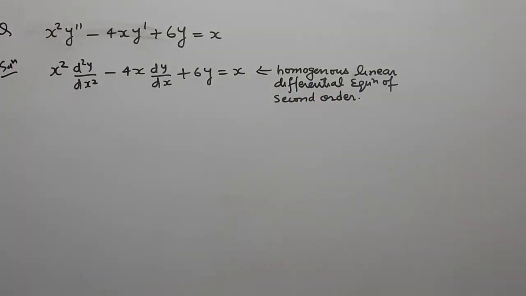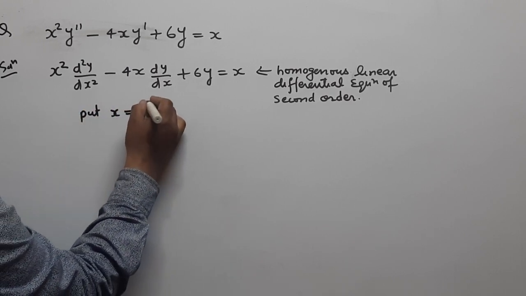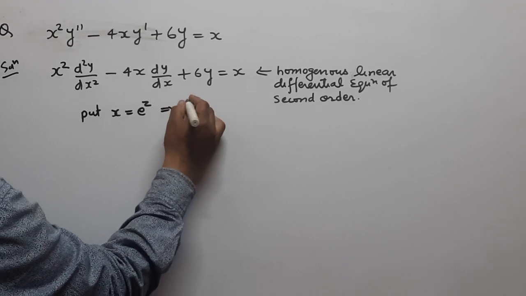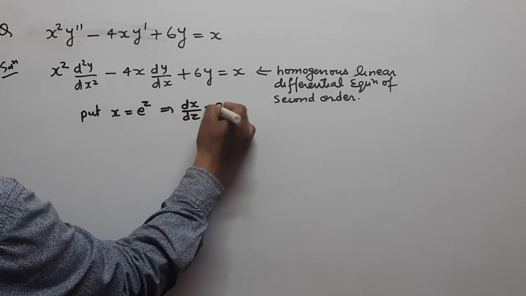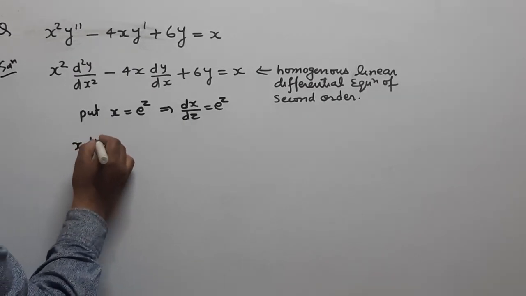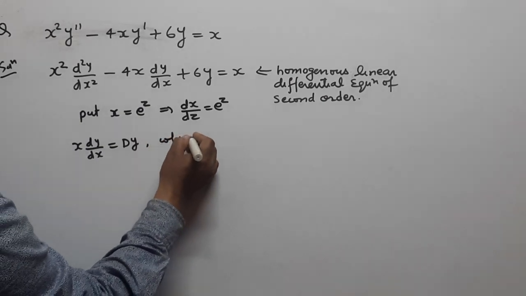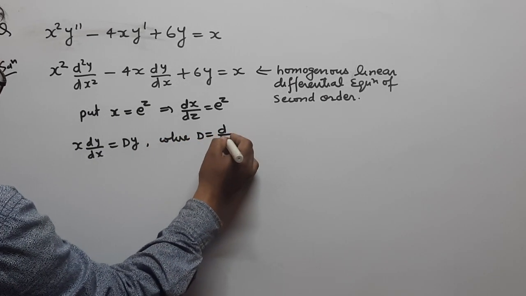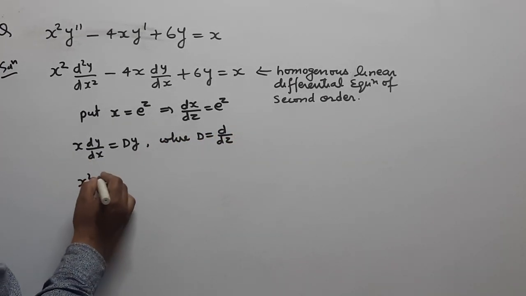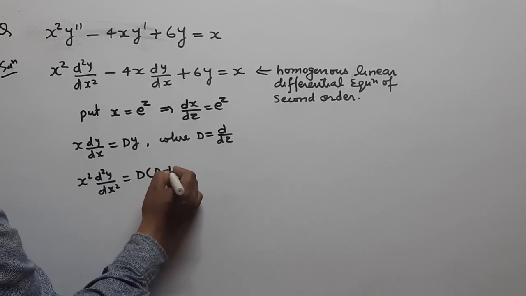So it can be converted into a linear differential equation with constant coefficients. For this we put here x equal to e to the power z, and dx upon dz is equal to e to the power z. Always you learn it, x dy by dx can be written as Dy, where capital D is equal to d by dz. And in place of x square d2y by dx2 you put here D minus 1 Dy.